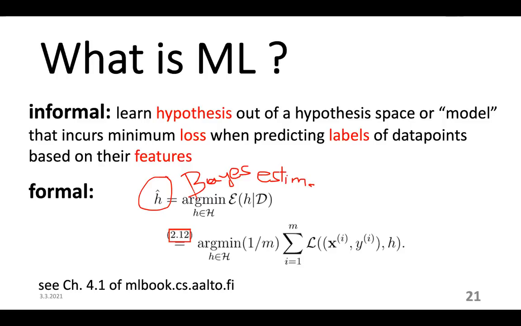There's a nice course by a colleague of mine called Bayesian data analysis. In this course, you mainly use probabilistic models for data. And once you have a probabilistic model, then you don't need to do this optimization problem here. You can write down the optimal hypothesis, which is called the Bayes estimator.